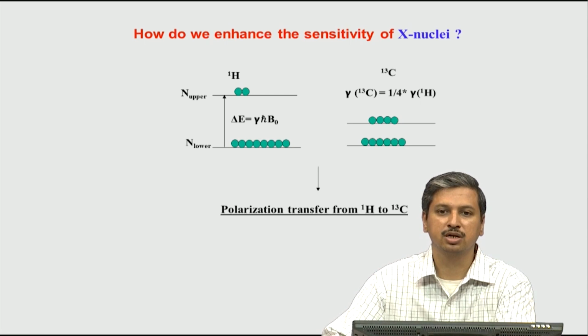So, therefore, how can we improve the sensitivity of the X nuclei? One option is we can transfer this polarization from proton to carbon. If we can do that, then the polarization of carbon is enhanced, and if polarization of carbon is enhanced, our sensitivity also is enhanced.